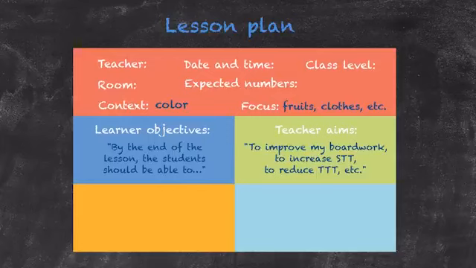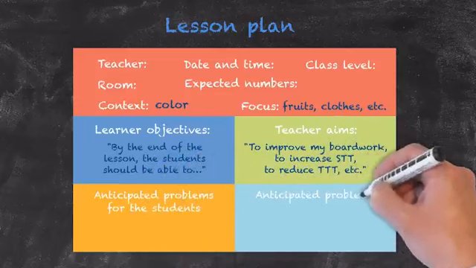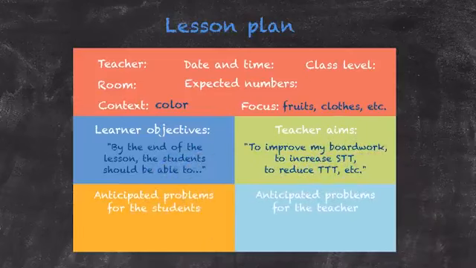The next section is going to relate to what we might call anticipated problems, and they'll be anticipated problems for both our students and for ourselves. The types of problems that we may anticipate from our students is that they will have difficulties with pronunciation, they may have difficulties with the level of the grammar and being able to put it into context, and so on and so forth.